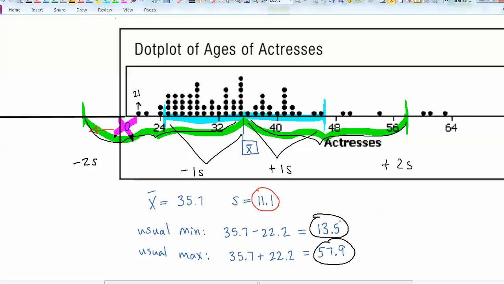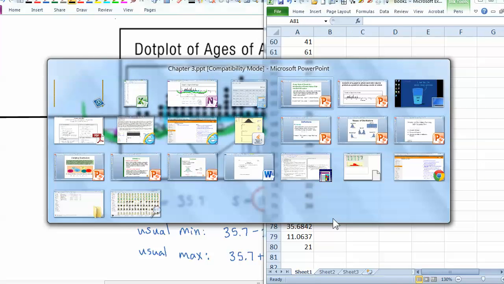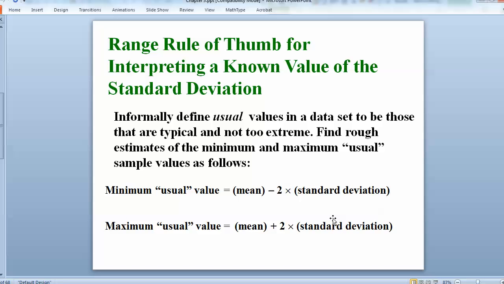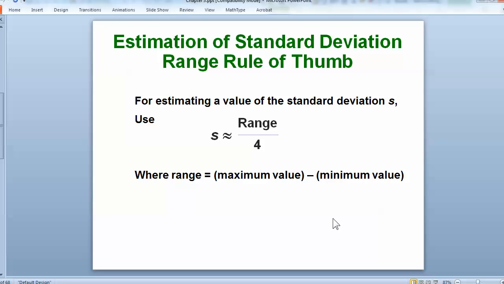Either way, so we start to think about how to imagine or consider the usual data. So let me go back to that as being plus and minus, and that would give us, using the range rule of thumb, a range of 4 standard deviations, and pretty much contain all of your data.